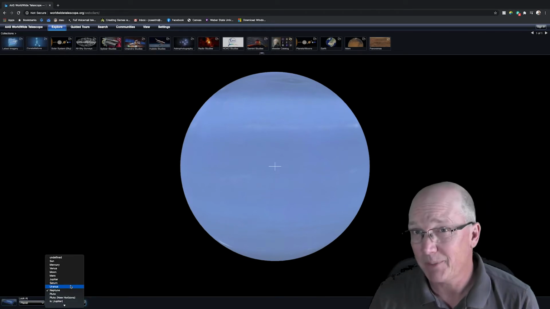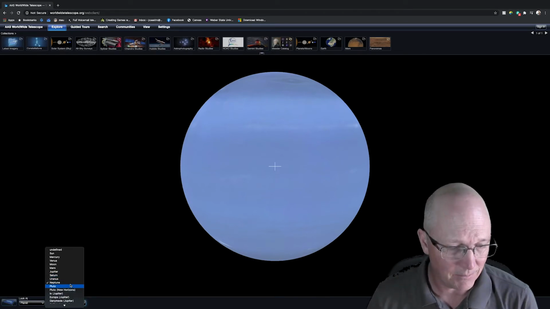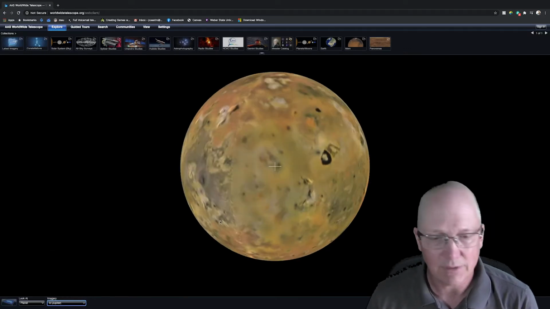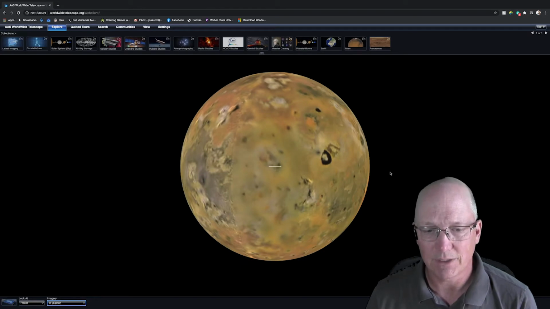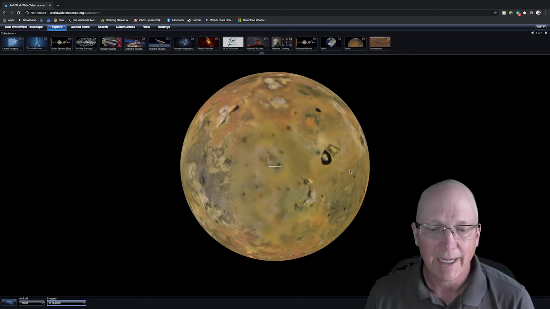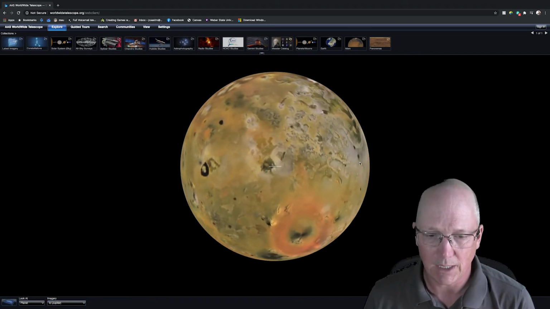However, because I happen to be an astrobiologist, the objects I'm more interested in are the moons of Jupiter. So we're going to take a look at those. This is one of the first large moons of Jupiter. It's called Io, and it's very close to Jupiter.